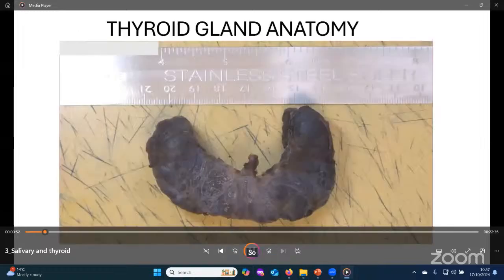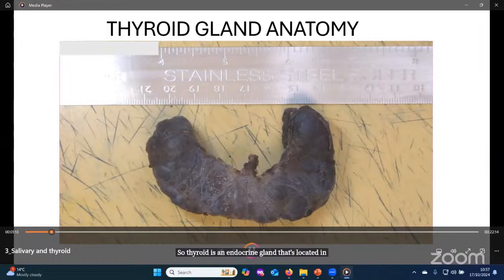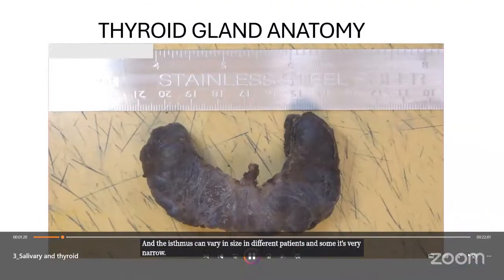So we'll start with the thyroid gland and a quick recap on thyroid gland anatomy. If you can appreciate the anatomy of the gland, these specimens are usually quite easy to orientate, assuming there's no gross distortion secondary to the pathological process. So thyroid is an endocrine gland. It's located in the anterior part of the neck. It's usually described as having a butterfly shape with a left and right lobe connected by a central isthmus. And the isthmus can vary in size in different patients. In some it's very narrow, in other patients it's quite broad and well defined.